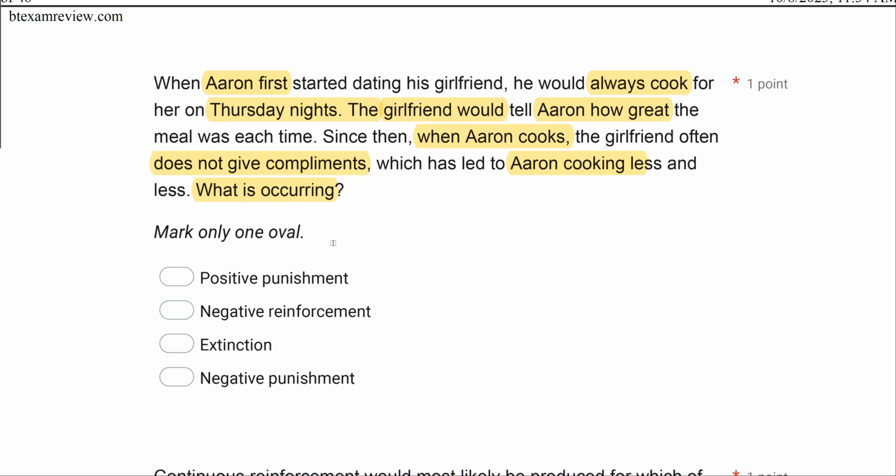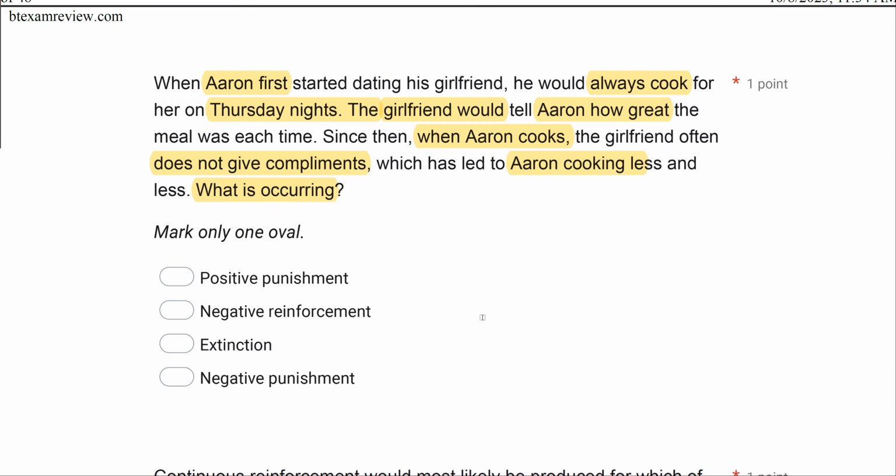Well, the girlfriend not giving compliments is not adding anything, so it cannot be positive, so A is out. It can't be B, negative reinforcement, because Aaron's behavior is decreasing. Reinforcement increases behavior. We said it's extinction because the girlfriend is doing what? She's withholding compliments, withholding reinforcement, and it can't be negative punishment. She's not taking away anything. She's withholding it. She's not giving it.